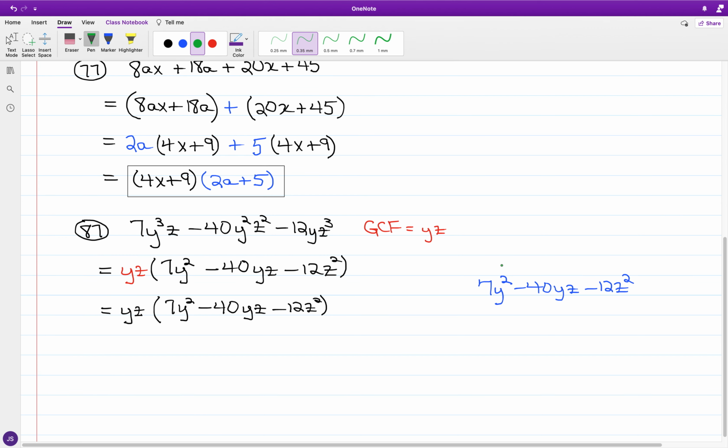Okay, so looking at multiplying the first and the last coefficients. You have a positive 7 and a negative 12. Now 7 times negative 12 is negative 84. And then we're going to turn around and find factors of negative 84 that will add up to minus 40.